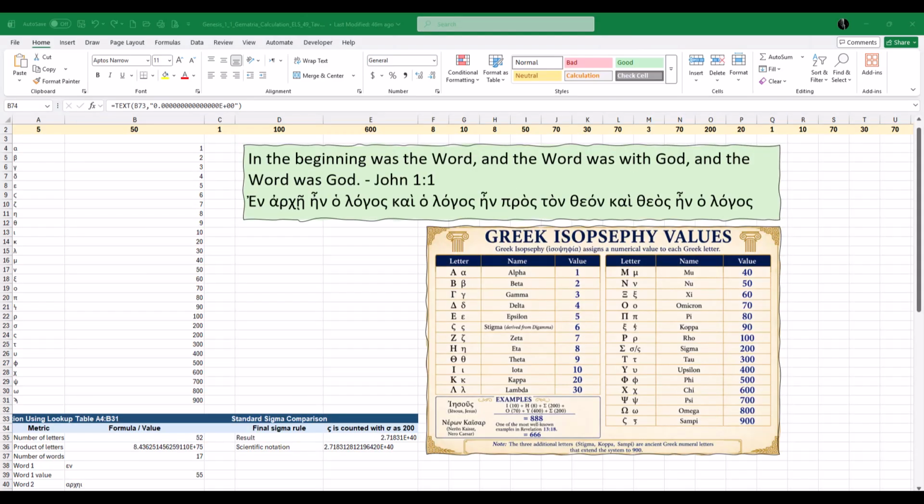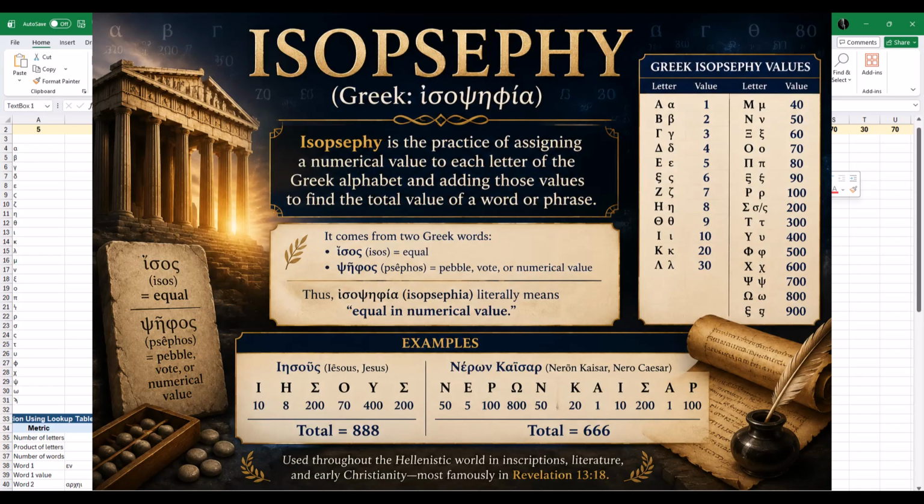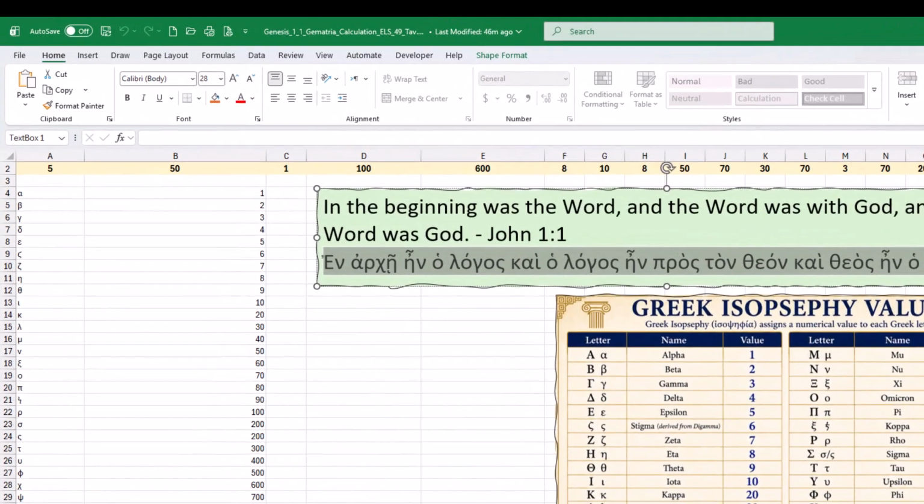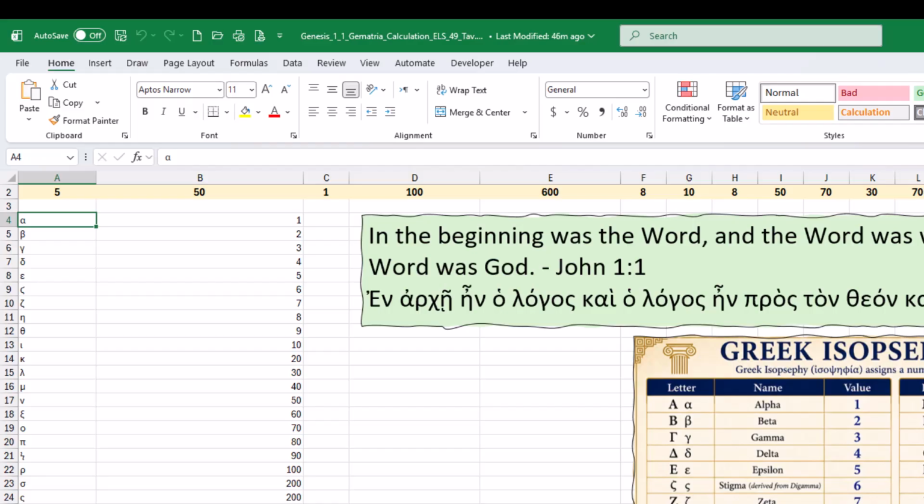But it became even more interesting when Missler turned his attention to John 1:1, because this is written in Greek. So here's the Greek here. And we're using Isopsephy to do this work. There is the same thing going on in Greek. You can see here in the chart that I've got a number that's applied to each letter in the Greek alphabet. And so here is my alpha, and it gets a value of 1. And here's my beta, and it gets a value of 2, and so forth.